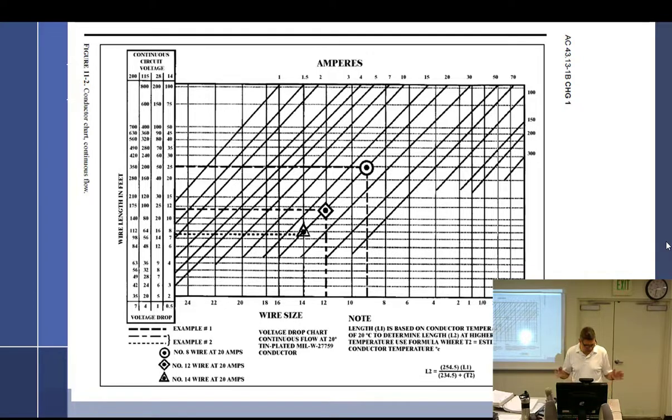If I stick with my notes here, we can do a good example. Let me see. Example 1. I'm going to skip this.